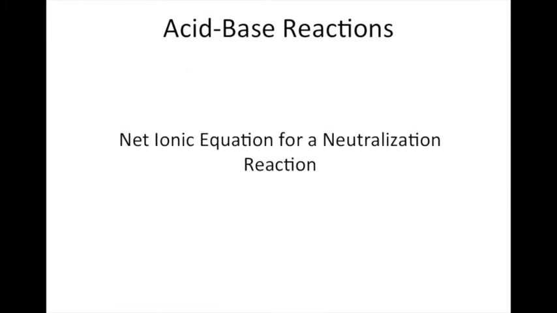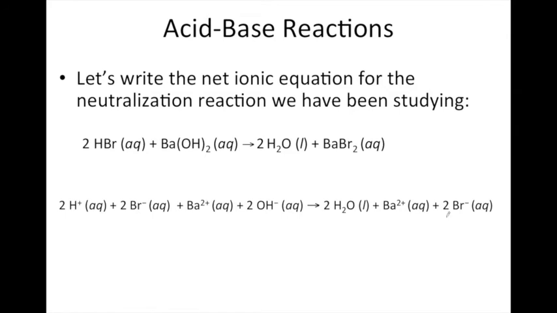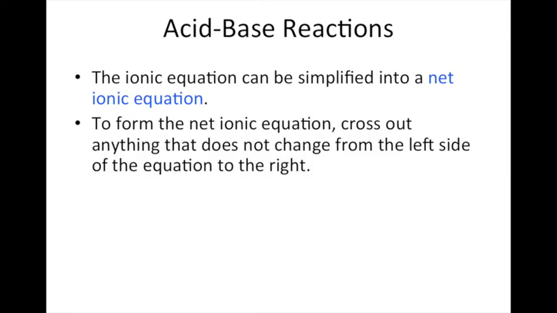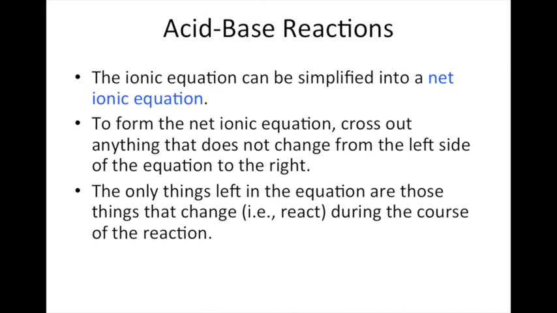So now we can move on and write our net ionic equation. So we have our molecular equation done. We have our ionic equation done. So let's look at the steps for writing a net ionic equation. This is, of course, basically just a simplified version of our ionic equation. And in the net ionic equation, we cross out any ions that are unreactive, that are the same on the left side as they are on the right side of our equation. So the only things left in the equation are those that undergo some chemical change. They form an actual product that's a solid, liquid, or gas.